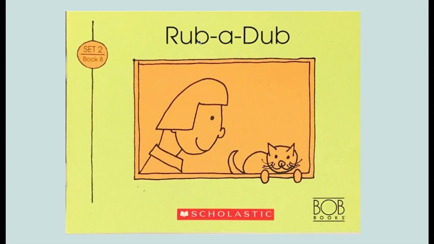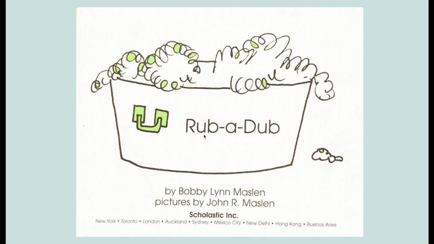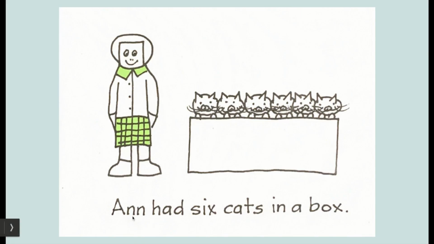Today our story we're going to read is called Rub-a-Dub. Anne had six cats in a box. Anne had 6 cats in a box.